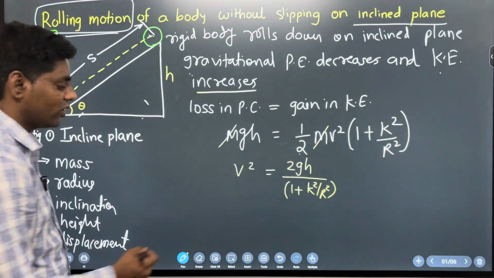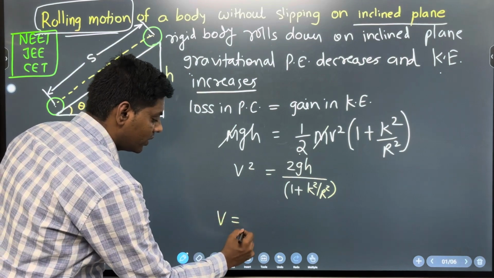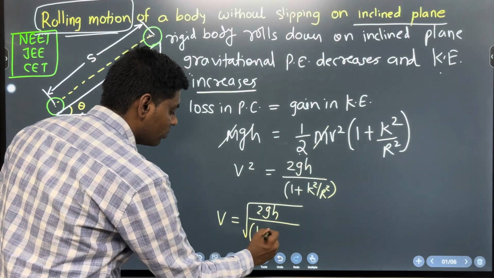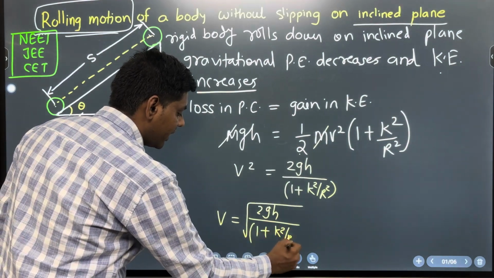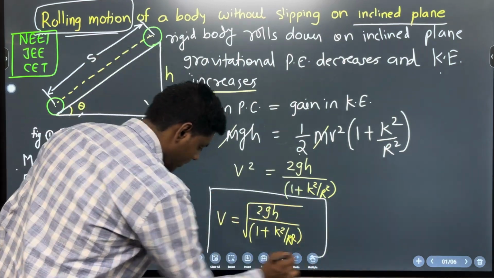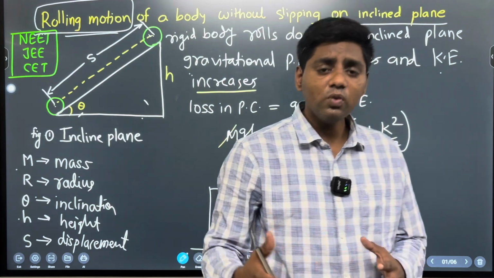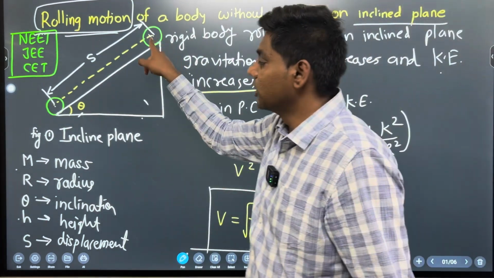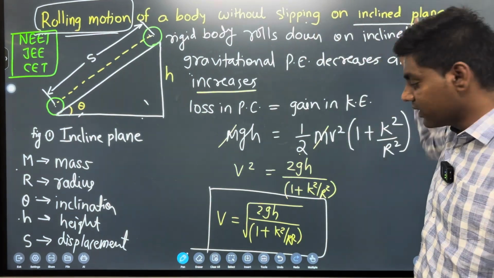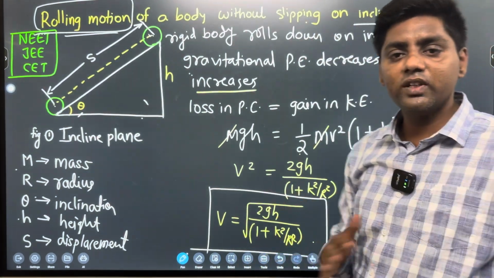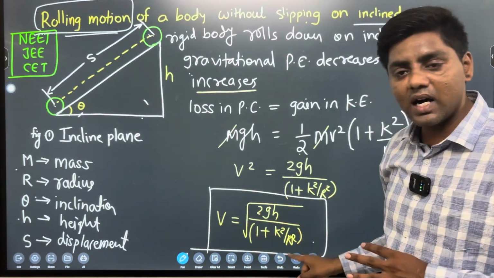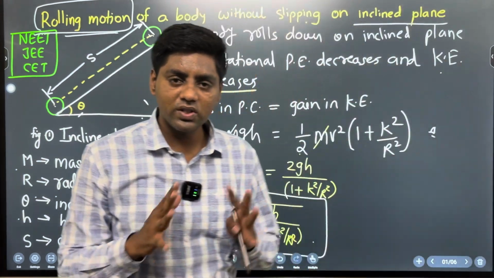So we calculate the value of linear speed. That is v equal to under root of 2gh divided by (1 plus k square divided by r square). Now this is the most important formula you have to remember. In this way we can calculate the velocity of the body whenever it rolls without slipping on the inclined plane. So remember, v equal to under root of 2gh into bracket 1 plus k square upon r square. This is the very basic formula. You have to write it down carefully.